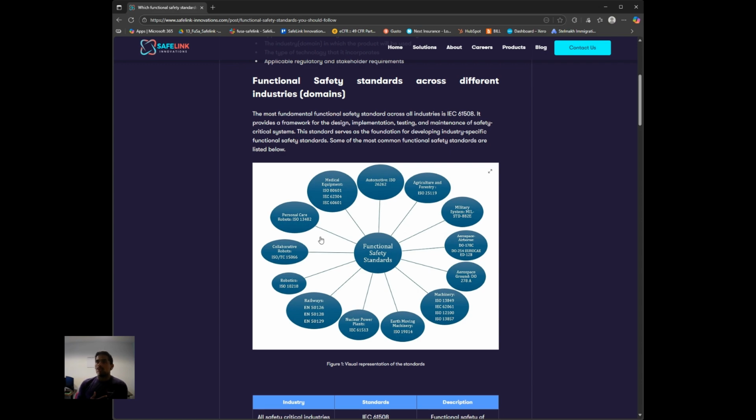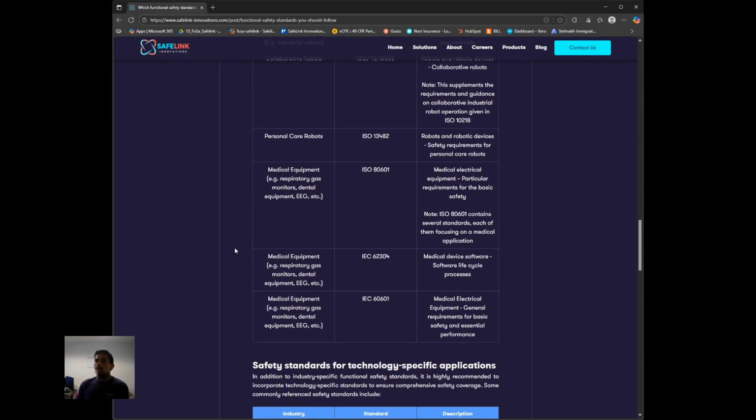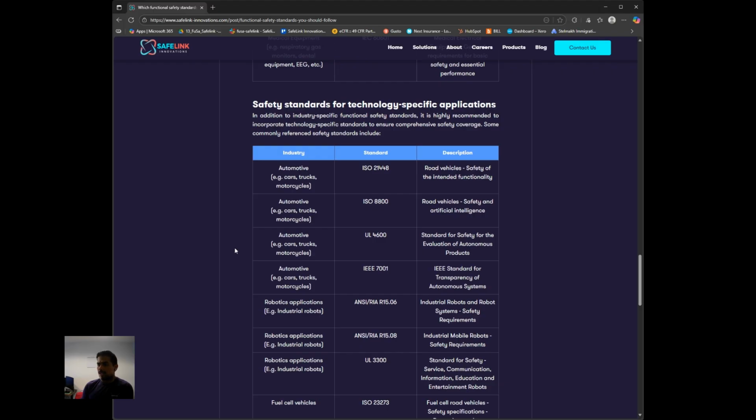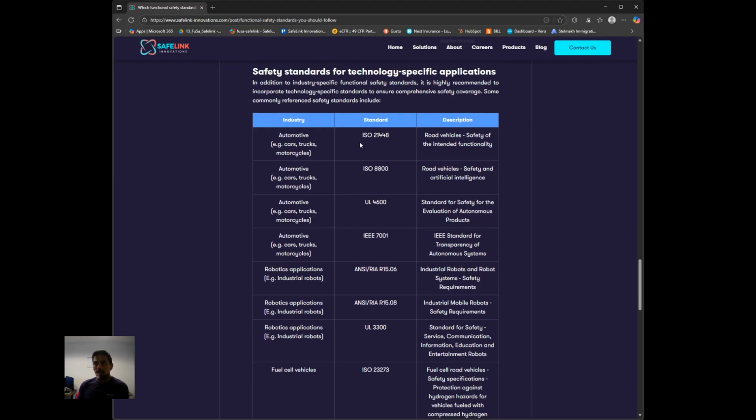Now let's assume you've chosen your safety standards for a particular domain. You also need to choose what specific safety standards are available for each domain. And here's an overview of some of the safety standards. For example, in the automotive domain, in addition to ISO 26262, one would have to use ISO 21448 if this is applicable, especially in autonomous driving, ISO 8800, which is the safety of artificial intelligence, UL 4600, which is a very good guideline to help with safety of autonomous vehicles, and so on.